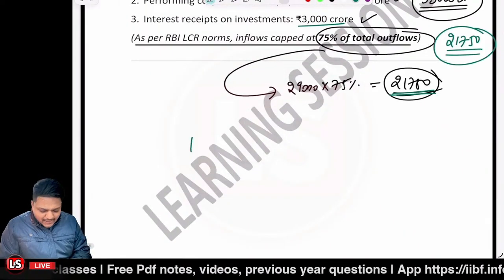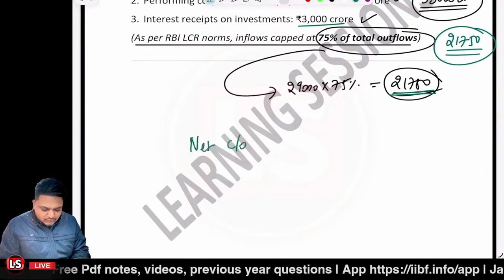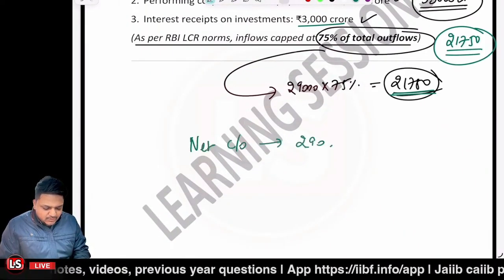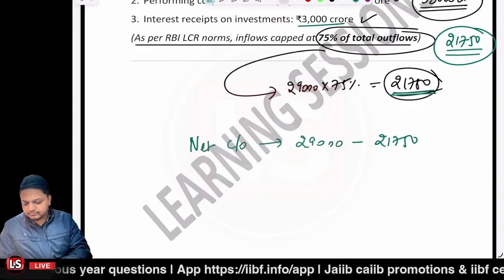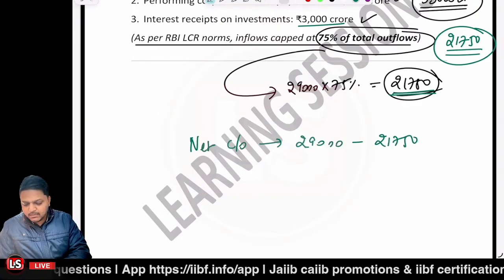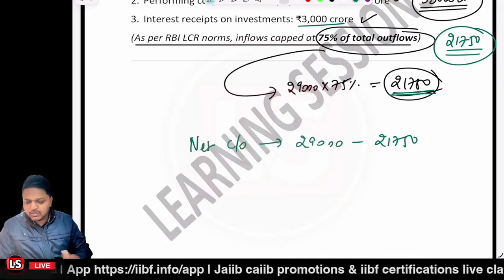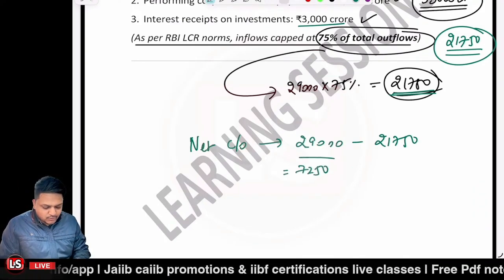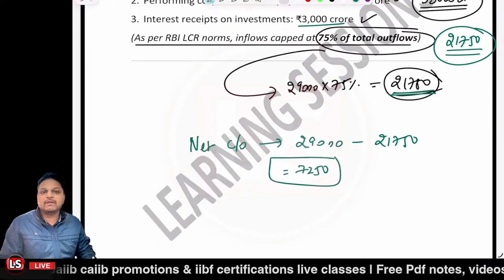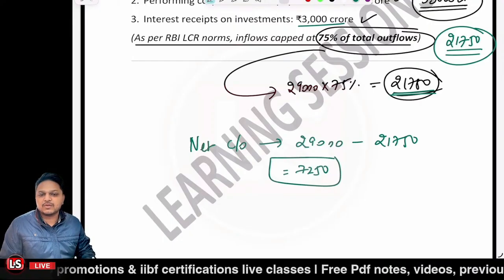So what will be the net cash outflow? That will be 29,000 minus 21,750, and it comes out to be 7,250. It is 7,250, right?